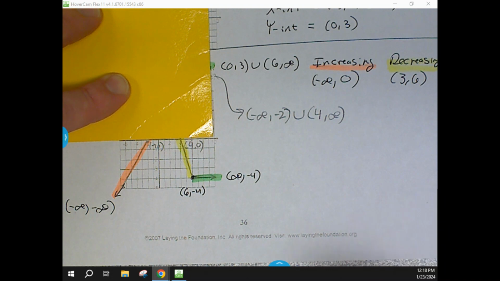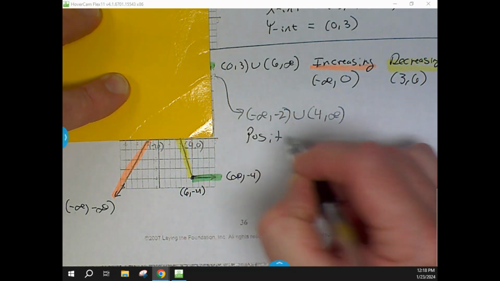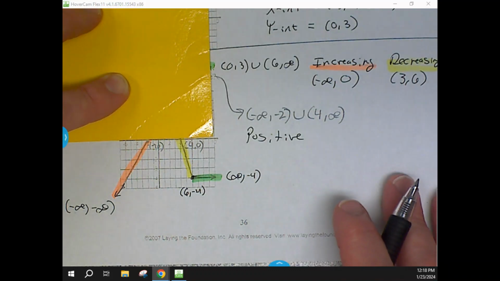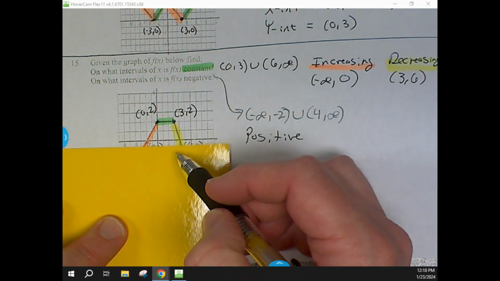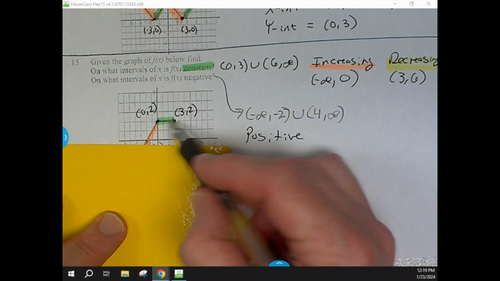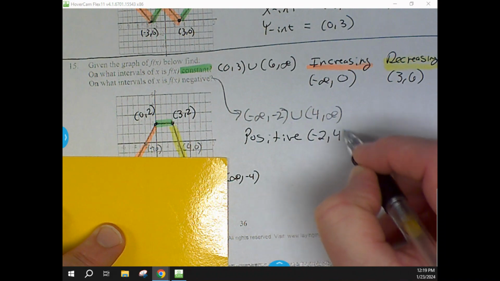Okay, so we need everything below the graph, but we're only going to use the x values to talk about it. So that's everything negative. Everything positive is everything up here. So that's everything from here to here. Again, we kind of covered this one up, but we need this point, which was at negative 2, all the way over to here, which was at 4. So where it's positive, it's going to be from negative 2 to 4.